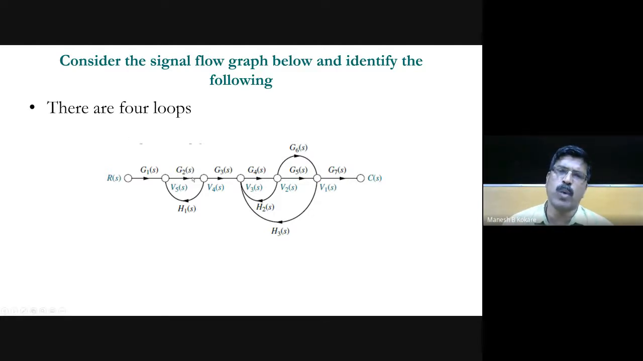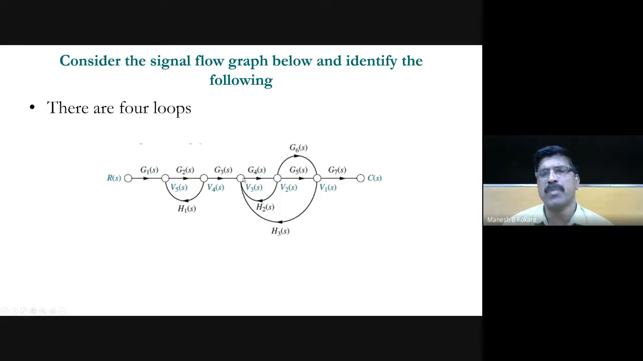So this is one loop. What is the loop gain of this one? It is just the product of the gains along the loop, so G2 of S and H1 of S. See that the signal starts from this node and terminates at that node. That is called a loop. So the loop gain will be G2 of S into H1 of S. You are just taking the product of the path gains of these two paths: this is the path gain of G2 of S, and this is the path gain of H1 of S. So this is one loop.